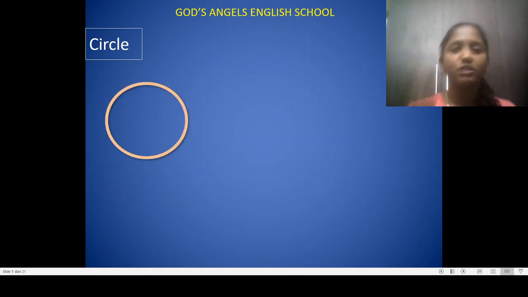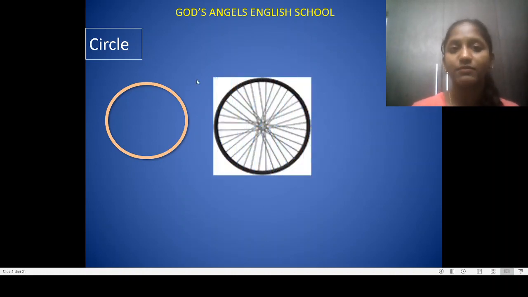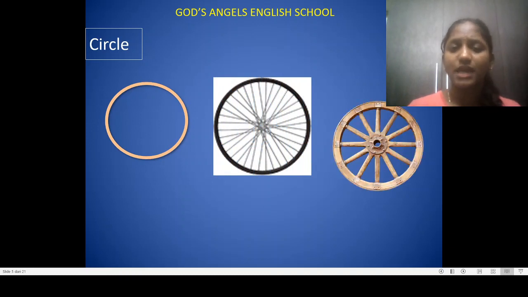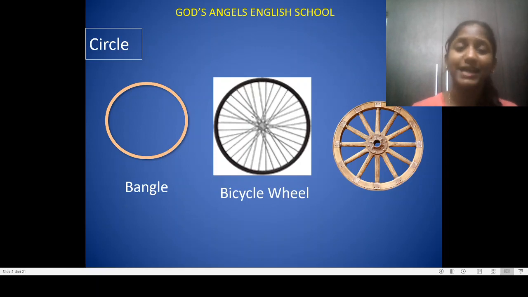Okay, so now we are going to learn about circles. The circle looks like this. It has no edges and no corners. So what are we going to learn more about the circle? Let's see. You can see this image. This is the image of a bangle which girls wear. And you have seen this bicycle wheel. Boys love to ride the bicycle in holidays. So the bicycle wheel is in a circle shape.